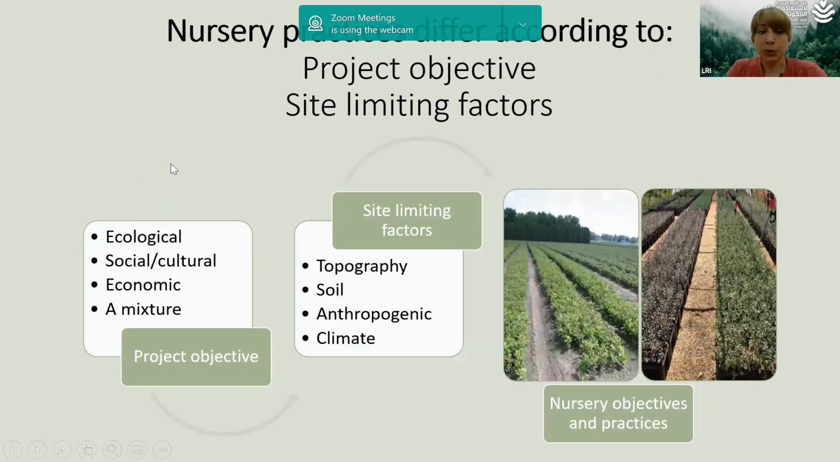So the important thing is, before starting to identify what are the best nursery practices and seedling production, we need to identify the project objectives that we just stated. And we also need to identify our site-limiting factors: topography, soil, anthropogenic, and climate-limiting factors. Then we are able to develop and select the best nursery practices and develop our objectives at the nursery level.